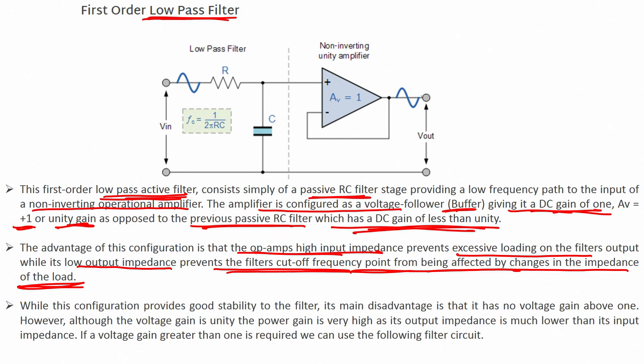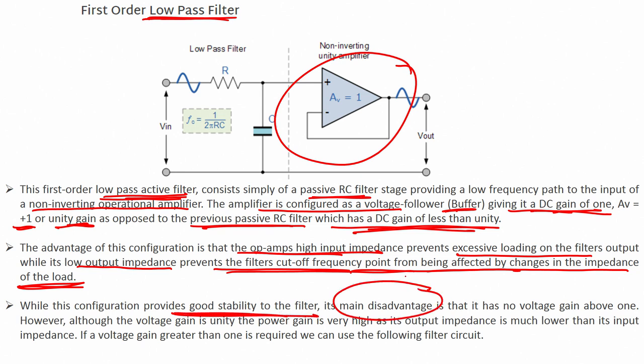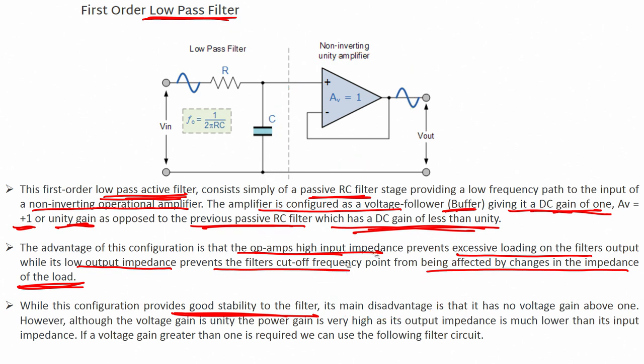If I connect this further and if I change the load, it will not be affected because I have low output impedance of this particular amplifier. The load resistors, if you change them, will not affect the filter response. While this configuration provides good stability to the filter, its main disadvantage... So, what is the drawback? Let us see what the drawback is.